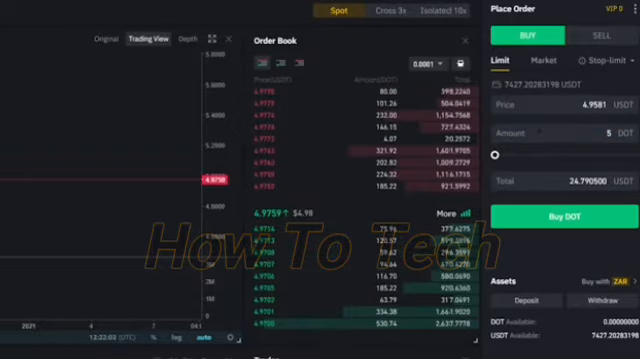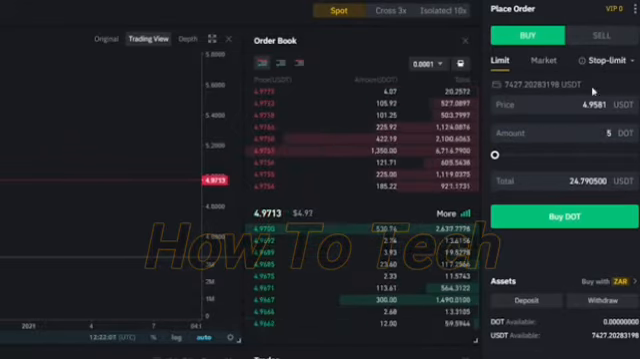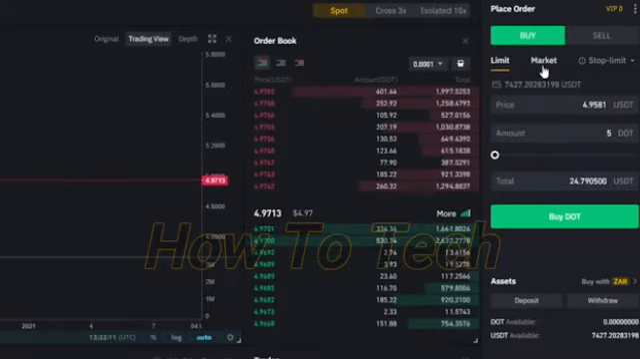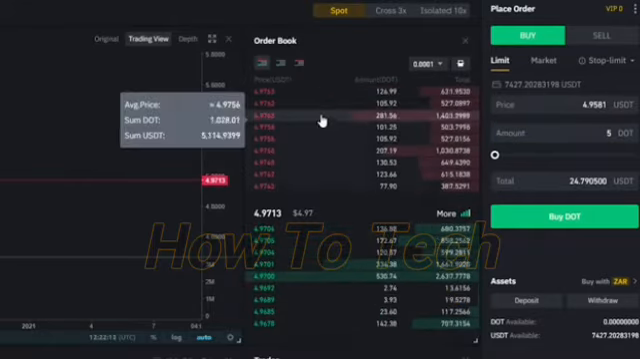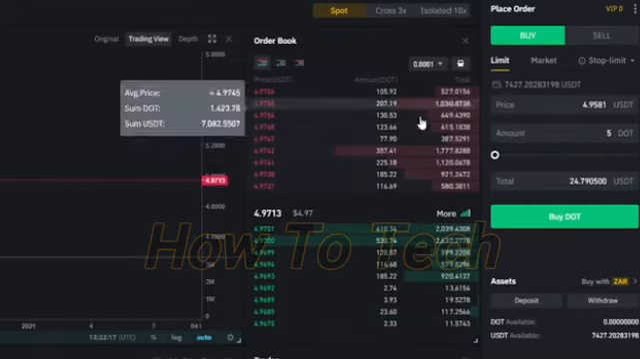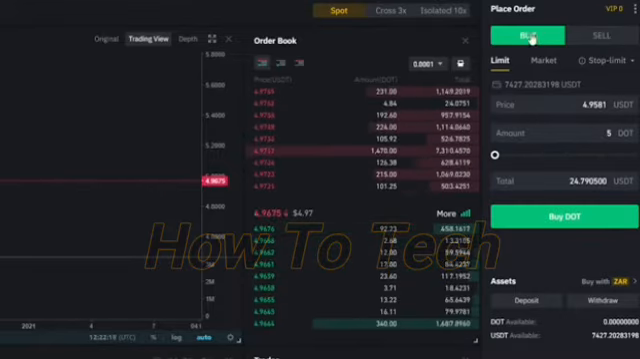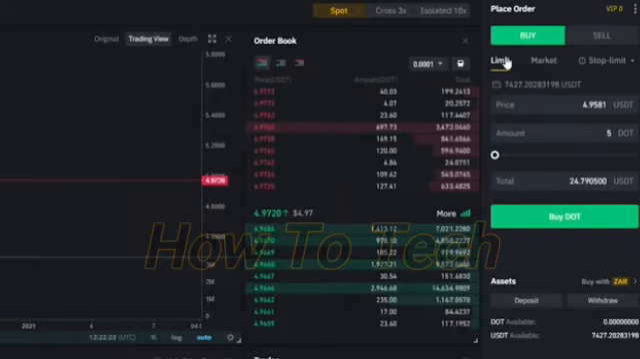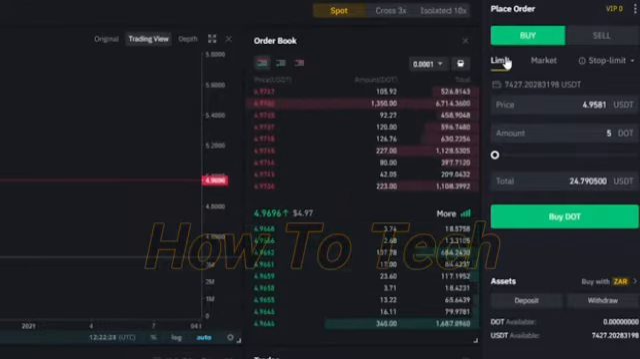This place order area has a few things. It has the limit order, market order, and stop limit. In this video, I'm not going to bother going into all the stop limits, for example, because I'm trying to save time and make it as short as possible. So I'm just going to focus on the limit order. Market order, I don't recommend that you use it. I just recommend you use the limit order because it's safer.